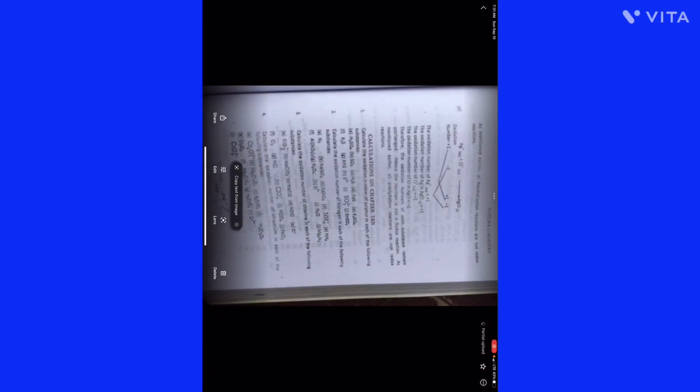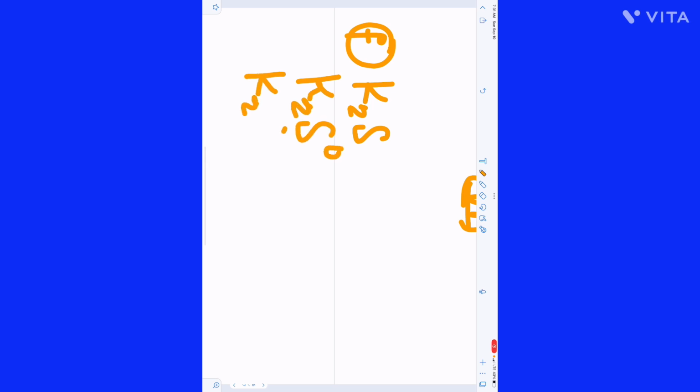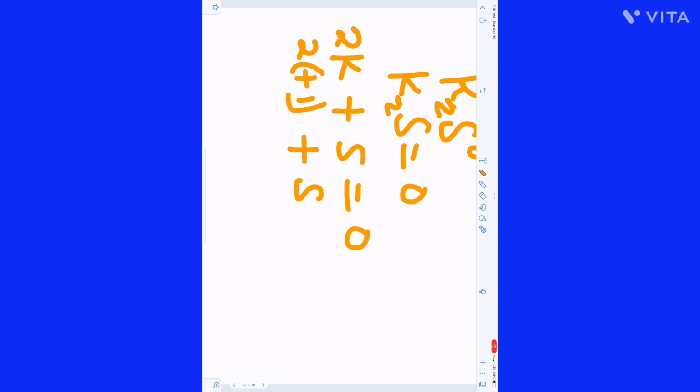So let's go because of time. Question F says we should find the oxidation number of sulfur in potassium sulfide, K2S. K2S has no charge on it, so the total charge on K2S is 0. That means if you put the charge of the two potassium ions together with that of the sulfur, you will get 0.